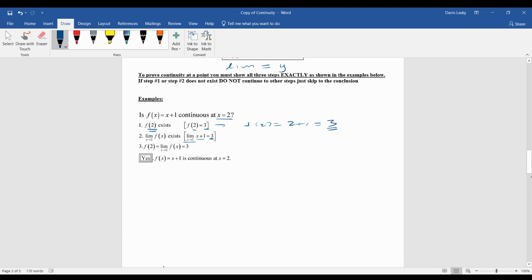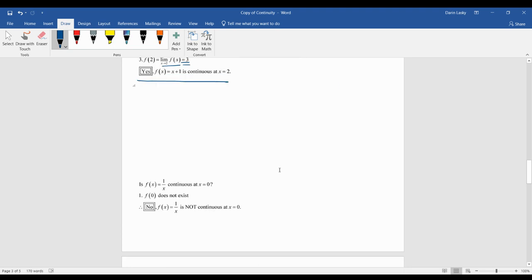So since my f of 2 is equal to 3 and my limit is equal to 3, then yes, f of x plus 1 is continuous at each point. So all three have to happen, and I just do them in that order. It's much easier. So what happens when something doesn't work?